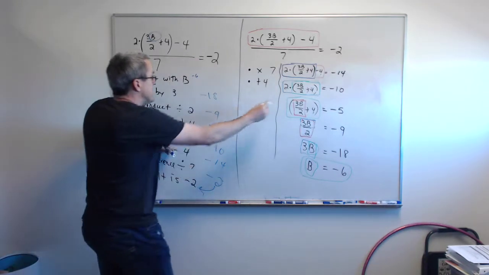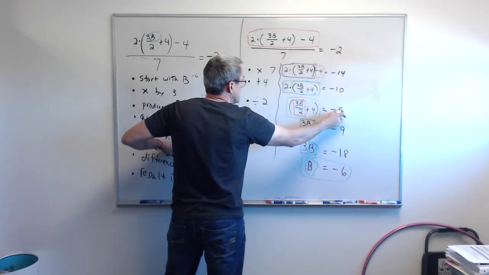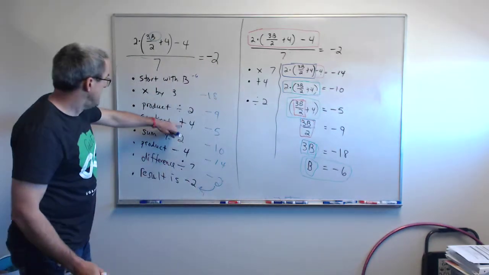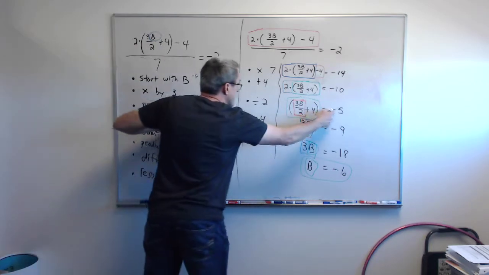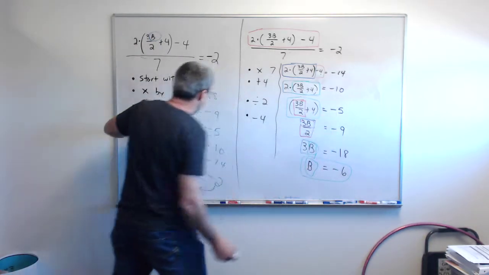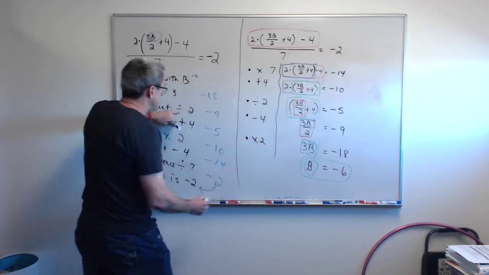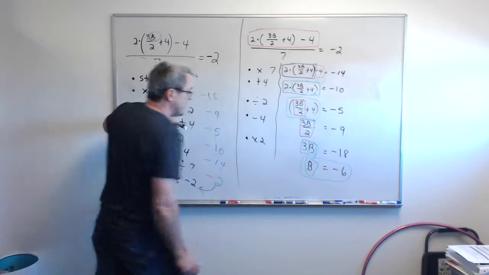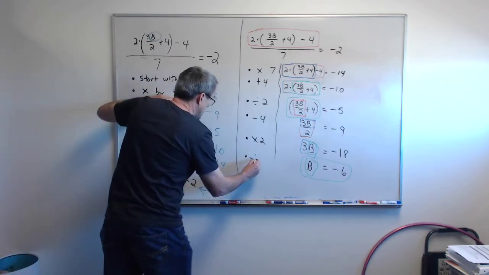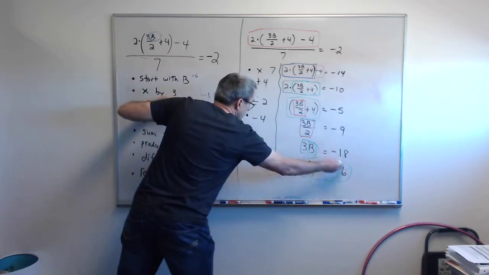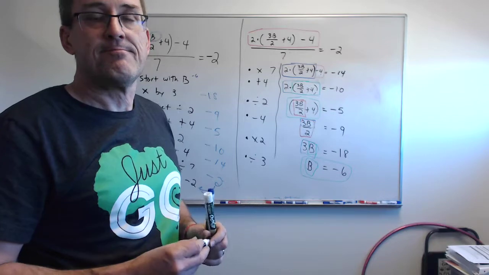Back here I multiplied by 2, so over here I divided by 2. Remember the negative 10 divided by 2 was negative 5. Over here I added 4, so now I'm going to subtract 4. Remember negative 5, subtract 4, takes you to negative 9. Over here I divided by 2, so over here I multiplied by 2. Negative 9 times 2 is going to give you the negative 18. And over here we multiplied by 3, so over here we're going to divide by 3, and negative 18 divided by 3, there's your negative 6.